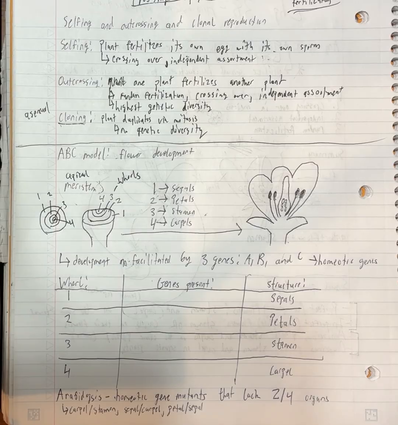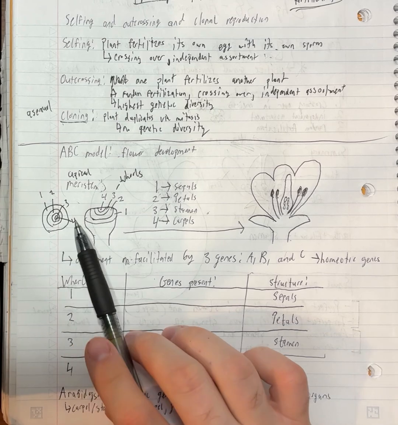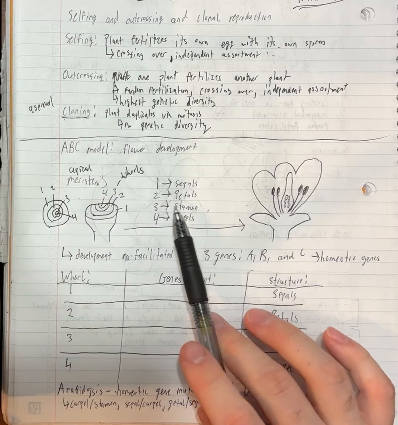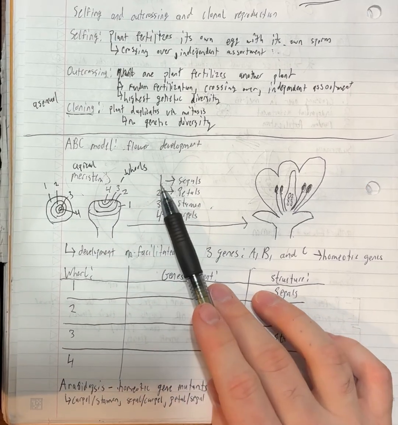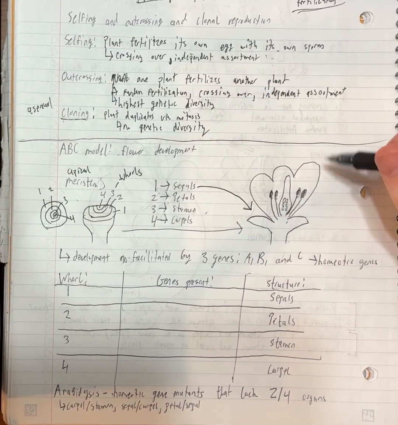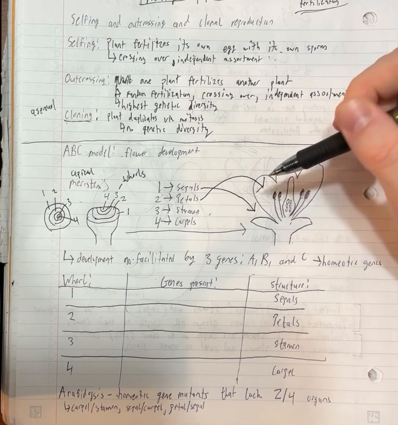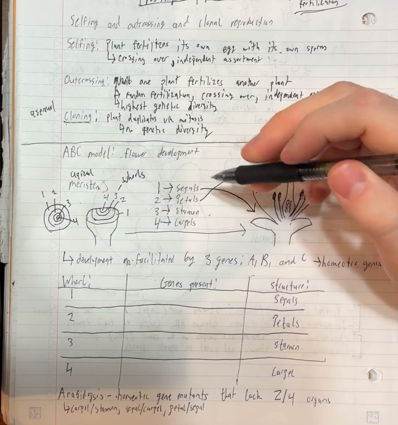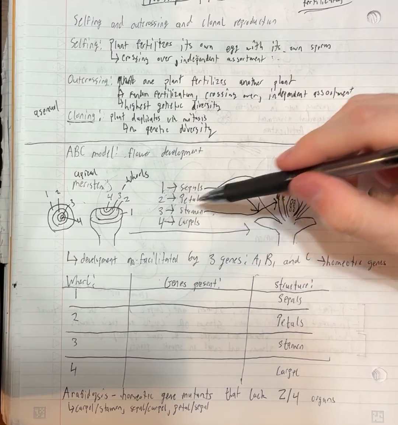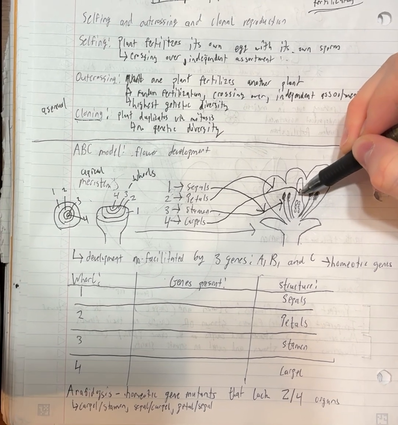And this model basically says that each one of these zones, each one of these whorls, is going to be responsible for a specific part of the flower, of the sexual system. So whorl number 1 is going to become the sepals, which were these photosynthetic leaves right at the base of the flower. The second whorl is going to become the petals. The third whorl, so second from the inside, is going to become our stamen, which is going to be our male reproductive organ. And then 4, this final very middle whorl, will become our carpel, or our ovary.